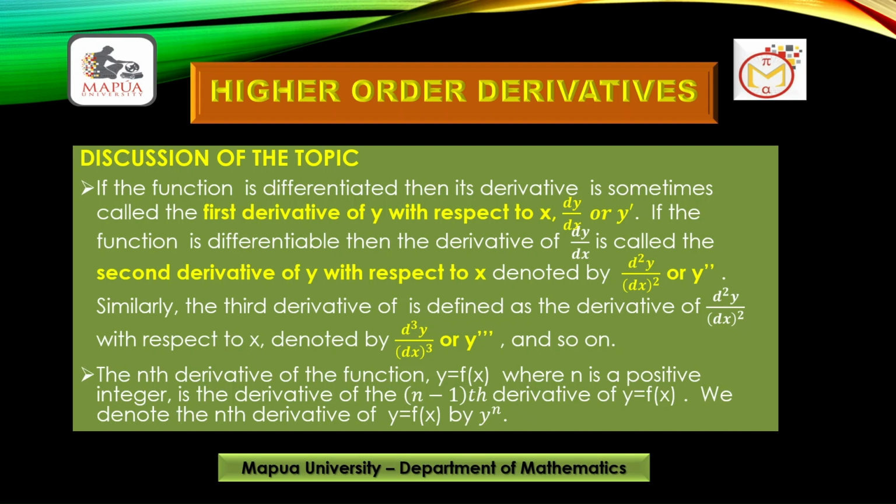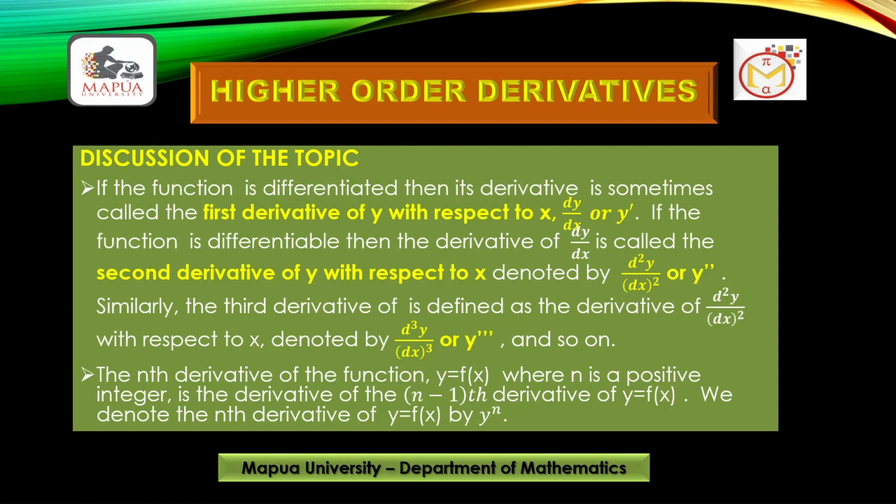Let us discuss first what is all about the higher order derivatives. The idea is that for a given function, say y is equal to f of x, the derivative of that function is said to be the derivative of y with respect to x, or simply y prime. Now, if the derivative of that first derivative can be differentiated, therefore, the derivative of that first derivative is said to be the second derivative of the function with respect to x, or simply the second derivative of y with respect to x, or y double prime.